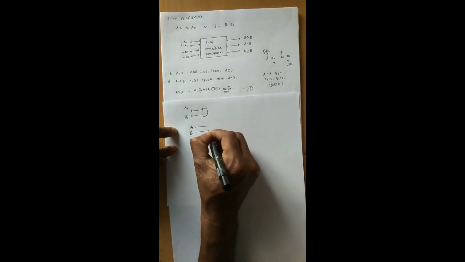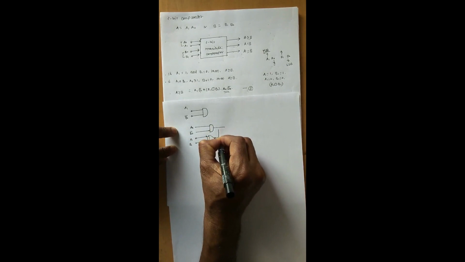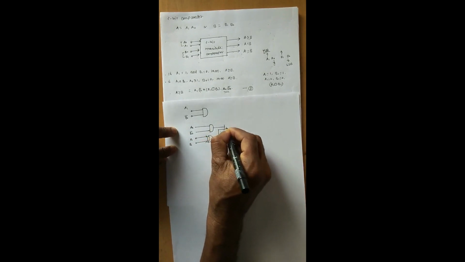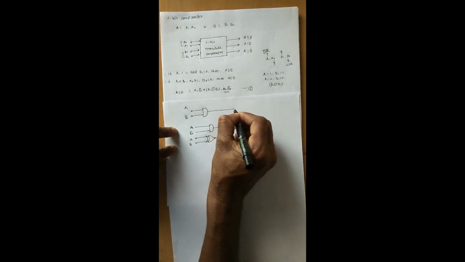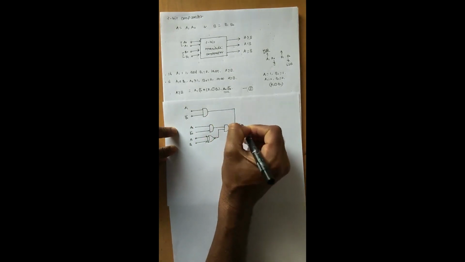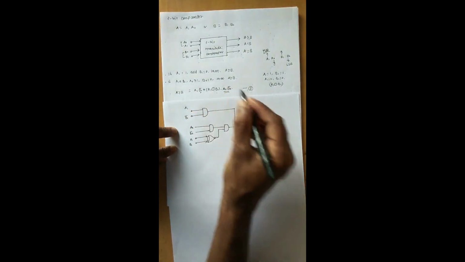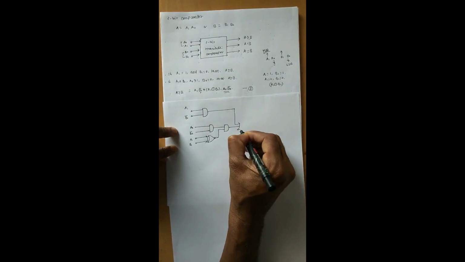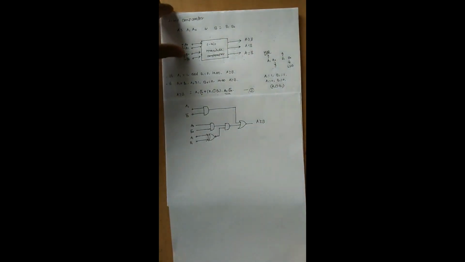The output of this is given to one more AND gate. Okay, and then what is the relation between these two terms? In this term and this term, they are ORing with each other, so use OR gate. This will give us A is greater than B. This is the first logic diagram for the A greater than B.